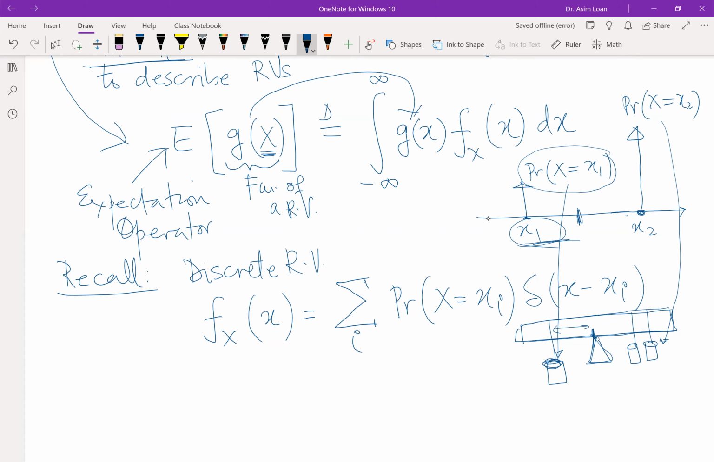इसको if I plug this one in here, तो यह क्या आ जाएगा? This will become g of xi times the probability of x is equal to xi, और ये summation आ जाएगी everything, because delta function का जो है this integrates to 1.